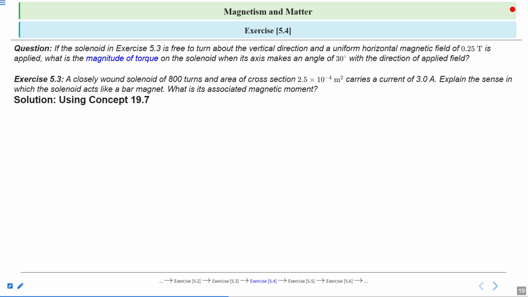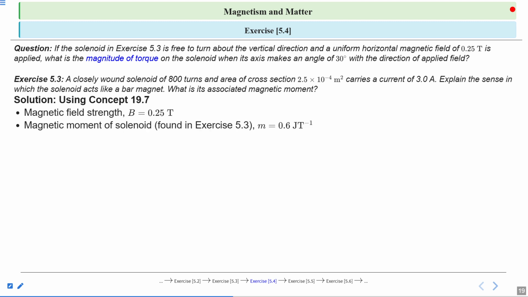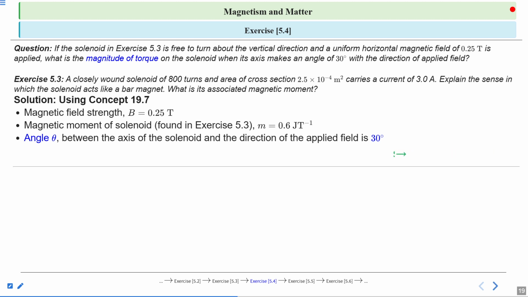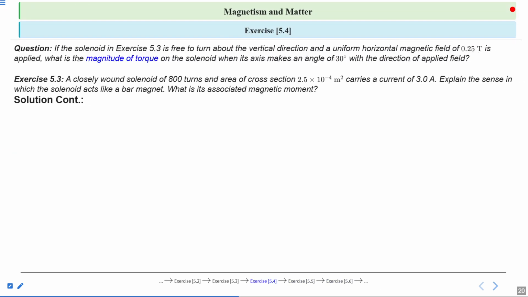Okay, solution using concept 19.7. Magnetic field strength is given, B equal to 0.25 Tesla. Magnetic moment of solenoid that we have found in the previous exercise 5.3, M is given by 0.6 joule per Tesla. And angle theta between the axis of solenoid and direction of the applied field is 30 degree. Okay, all the values are given.